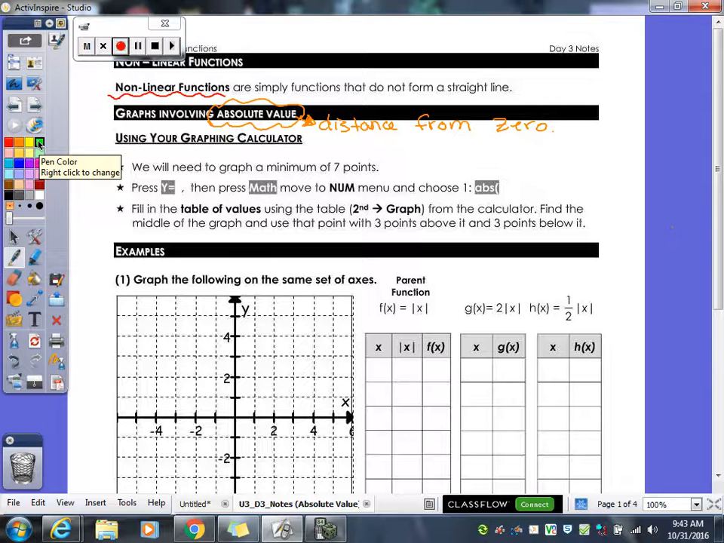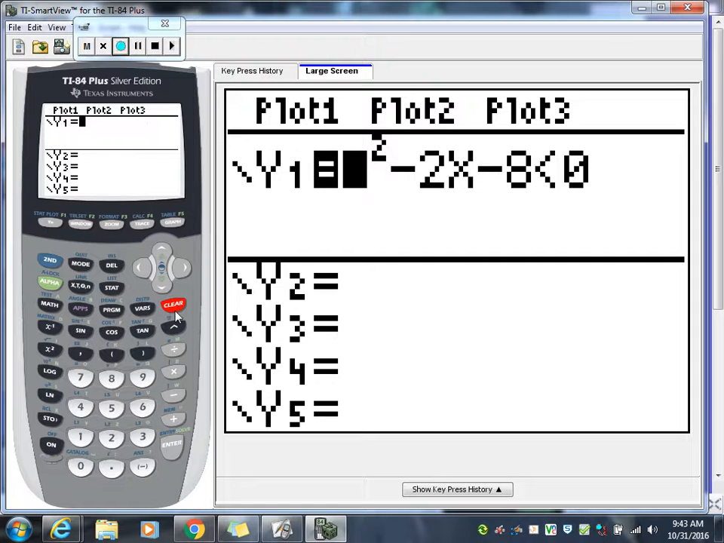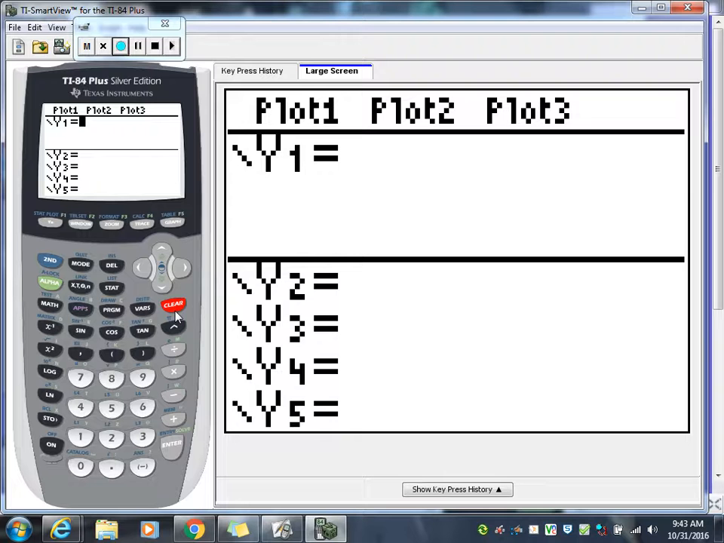So using your graphing calculator, you want a minimum of 7 points when you're going to graph your absolute value. Our lines, all you needed were 3. Absolute value, you need a minimum of 7. And then I got in here the buttons you push to get to your absolute value. So let's follow that. First thing we're going to do is you're going to go to your y equals, so push your y equals. If you have anything in there, go ahead and clear that out. If you're using one of my calculators, you may have something in there.